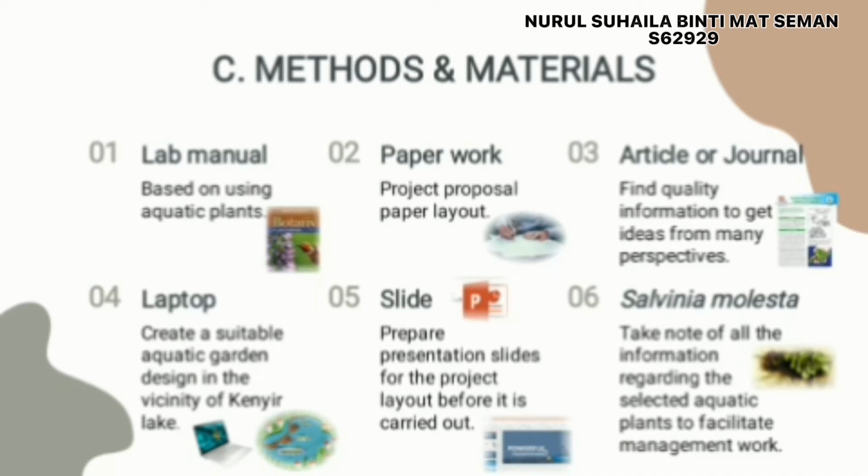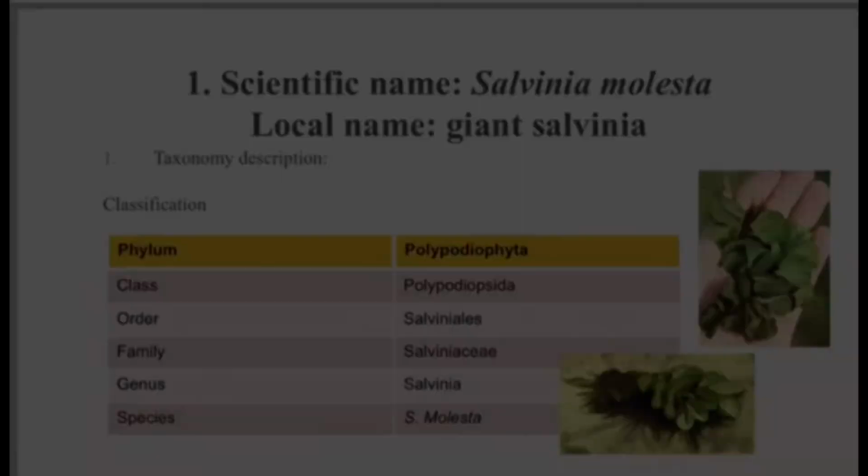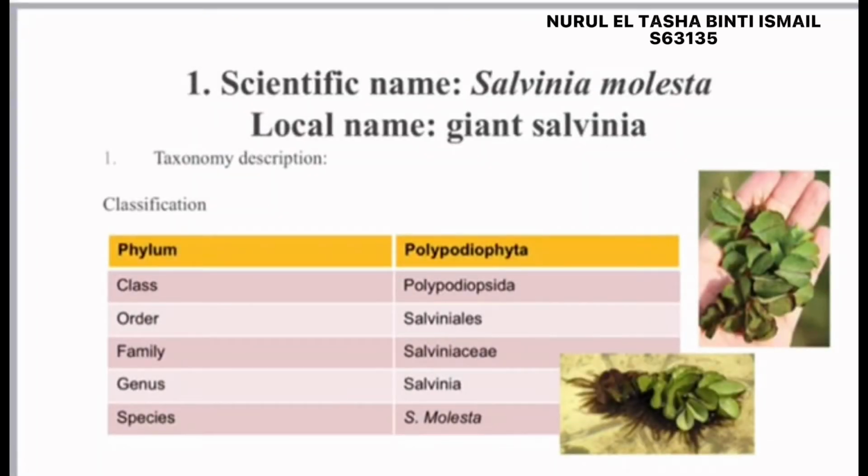And six, Salvinia molesta. We take note of all the information regarding the selected aquatic plants to facilitate management work. Scientific name is Salvinia molesta. Local name: Giant Salvinia. For taxonomic description: phylum Polypodiophyta, class Polypodiopsida, order Salviniales, family Salviniaceae, genus Salvinia, and species molesta.